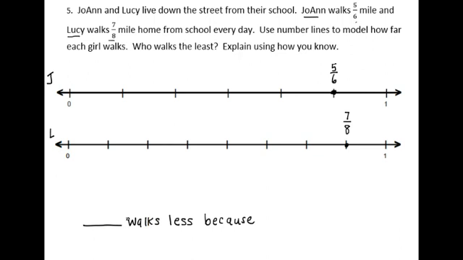The question is, who walks the least? Well, you'll see that the distances are very close to each other, but Joanne is a little bit closer to 0 than Lucy is. That means that Joanne walked less. So we'll say Joanne walks less because her distance is closer to 0.